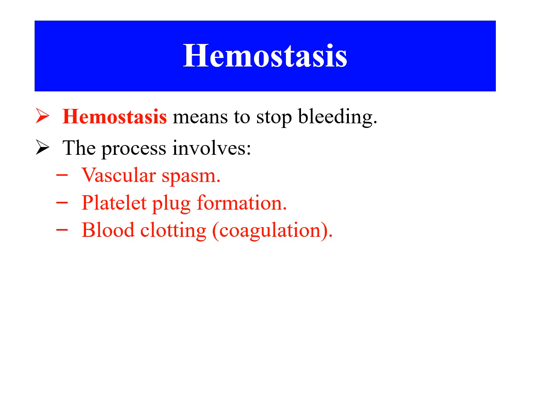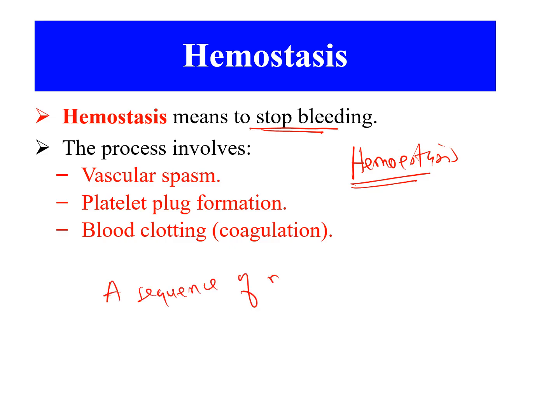First thing that you need to understand is that you should not confuse this word hemostasis with homeostasis. Homeostasis is the maintenance of the relatively stable internal environment. There's a video on homeostasis on this YouTube channel. You can take a look at it. But our main focus is hemostasis, which means to stop bleeding, or it is a sequence of responses that stop bleeding.